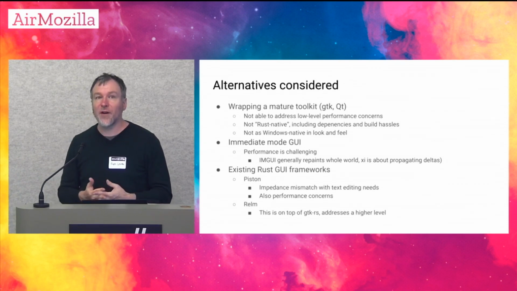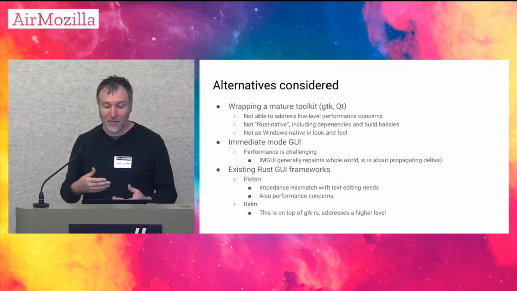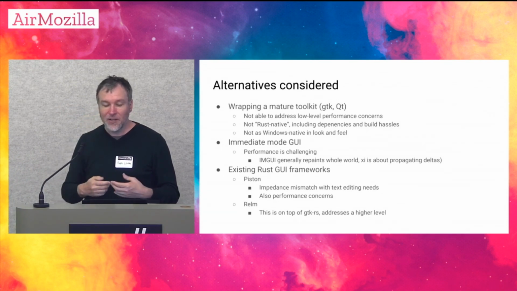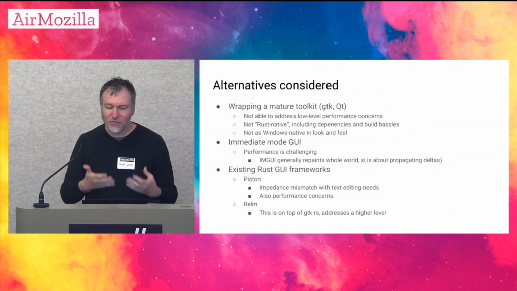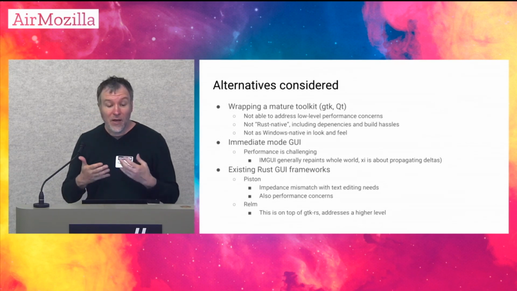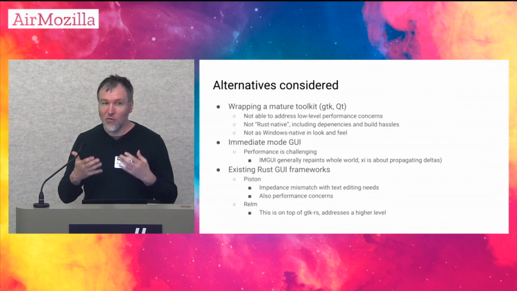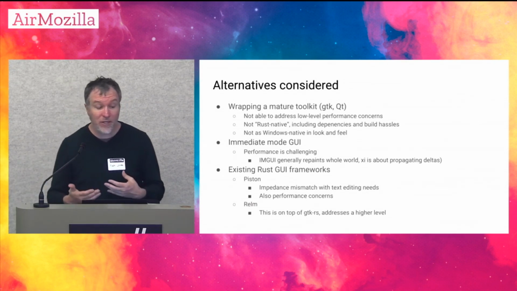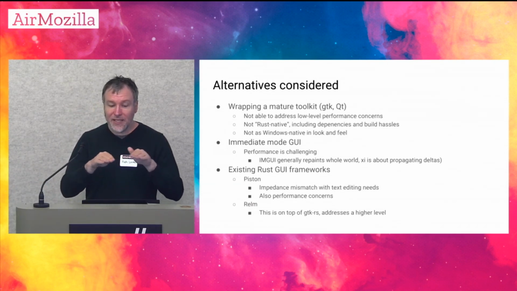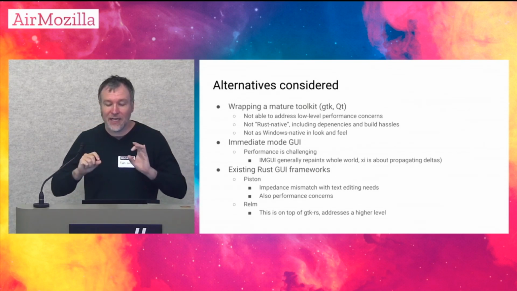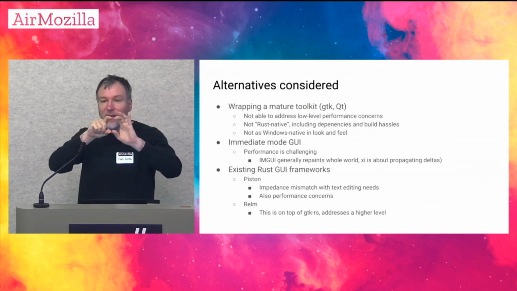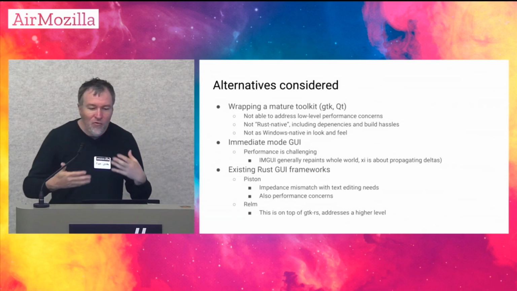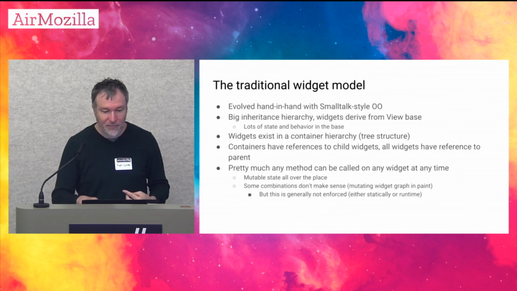There are some existing Rust frameworks that I looked at. There's Piston, which I think at this point is kind of experimental and speculative, and the features it has are not quite what I need for text editing. When I was experimenting with it, I also found the performance in its current state was not what I wanted. So I felt this was an opportunity to try different things. And there's also Relm, which is an example that addresses a higher level of the stack. The current implementation of Relm is a wrapper on top of gtk-rs, providing a reactive interface. So that wasn't really going to solve my problems either.